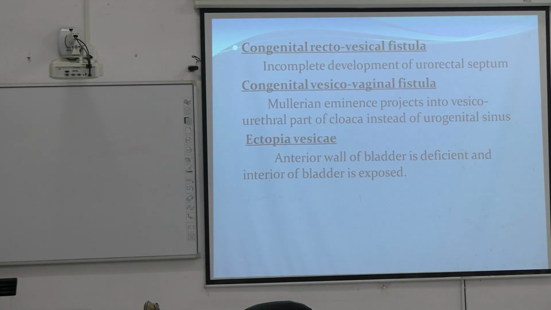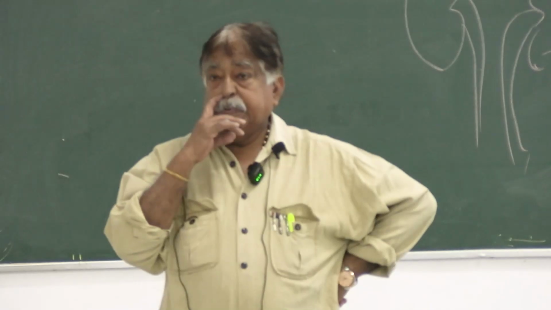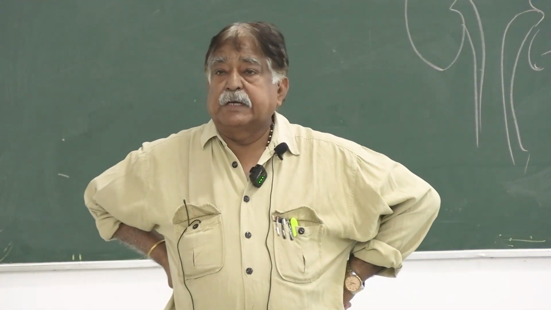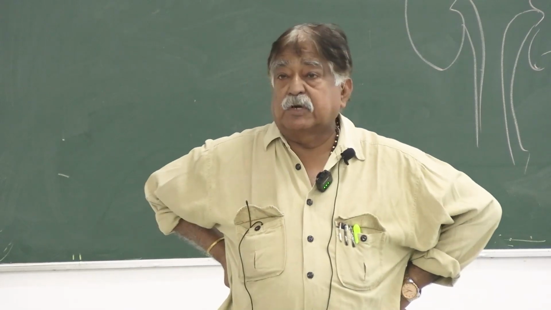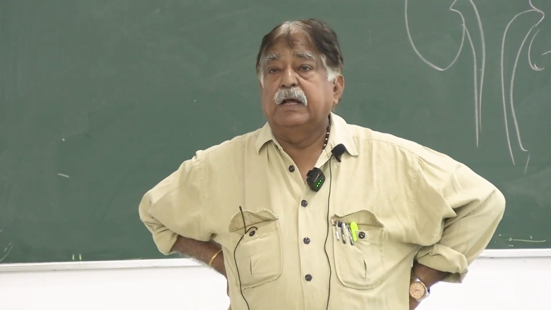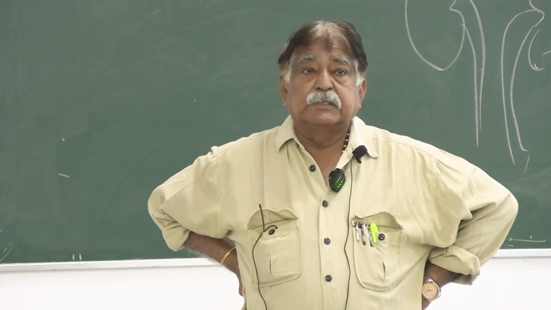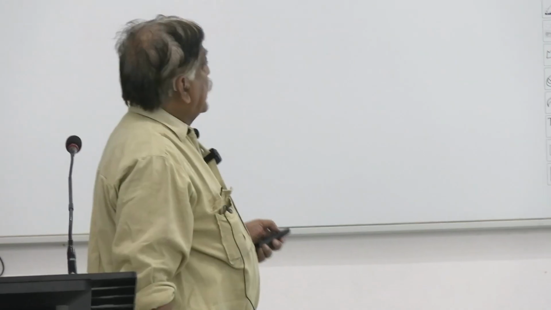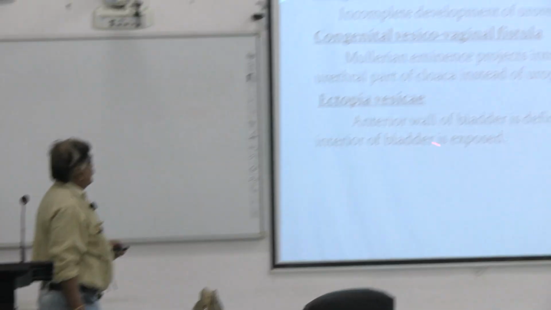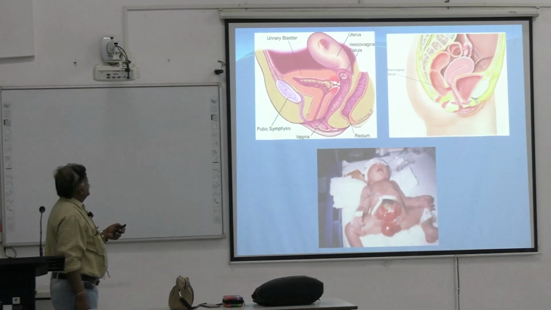So this is a common finding. Common means not every 100 births you will get an ectopic vesicae, it is not that. But nowadays, due to anomaly scans and this type of imaging, things are detected earlier. So remember, ectopic vesicae: the anterior wall of the bladder is deficient and the interior of the bladder is exposed.